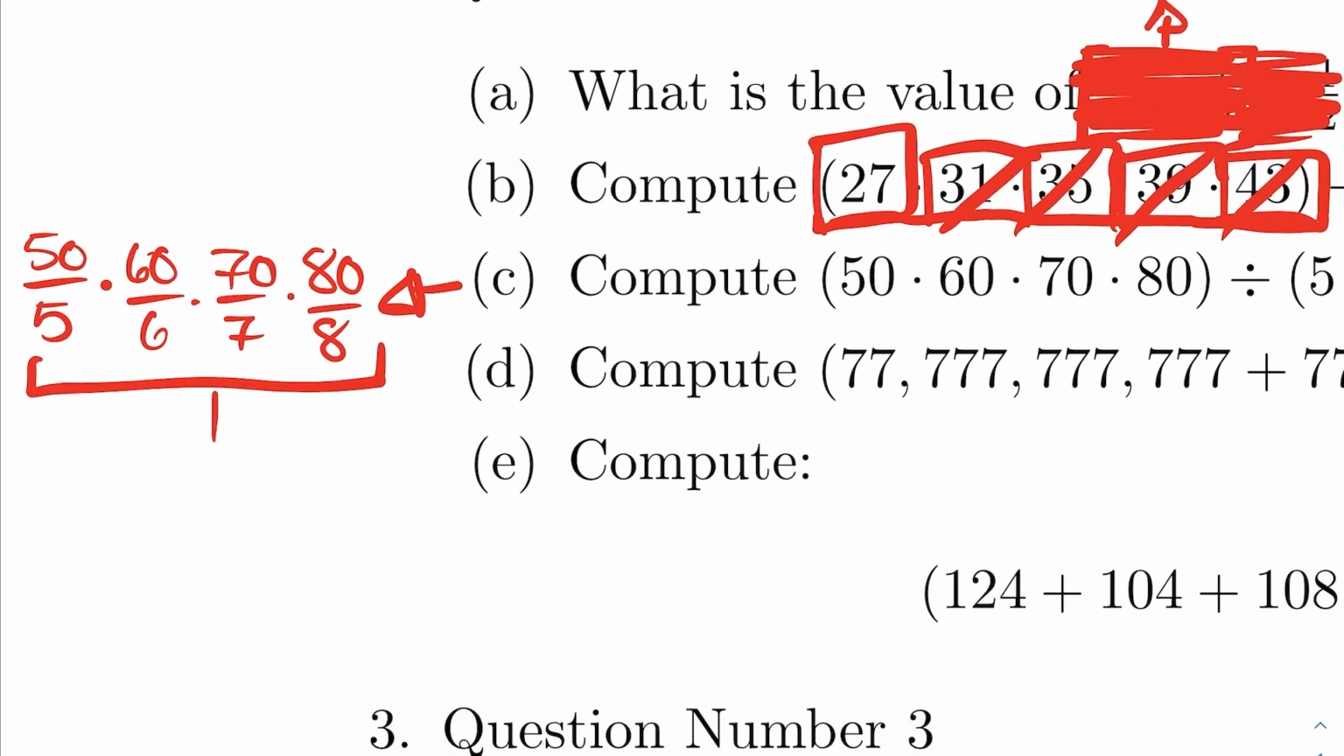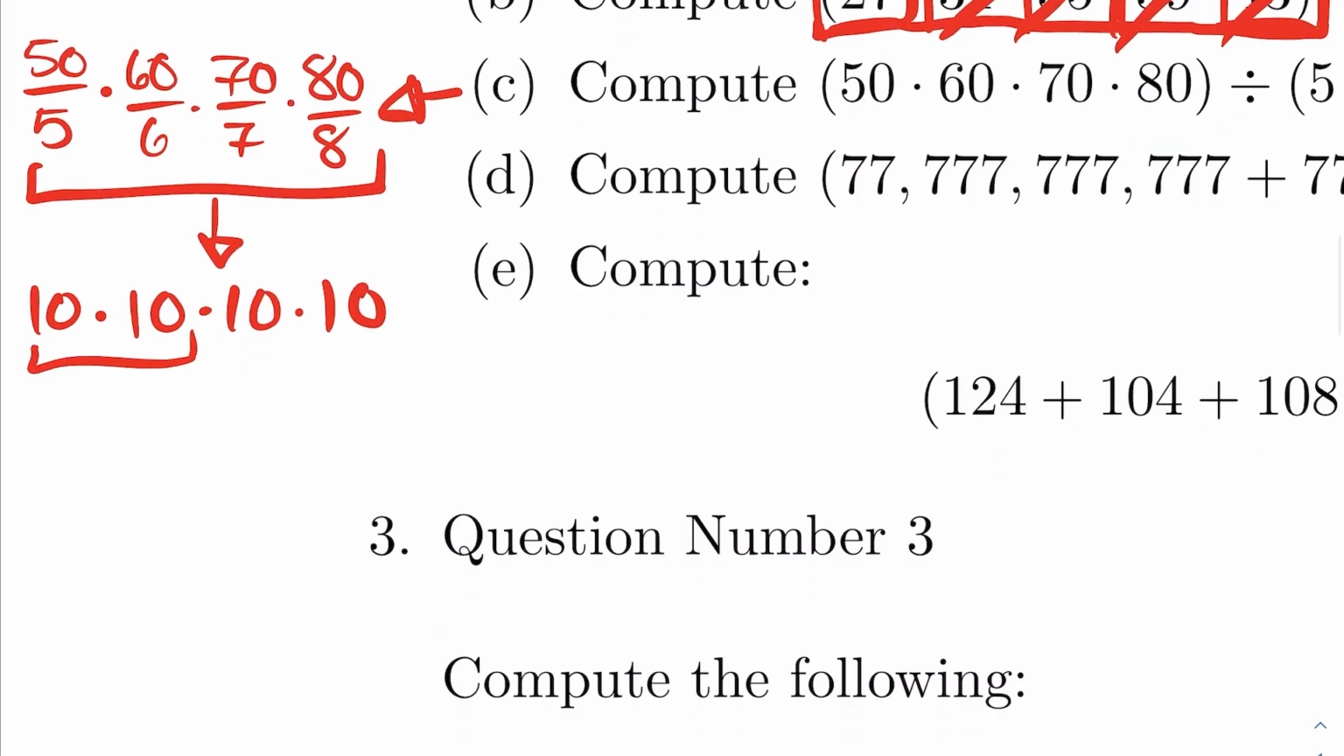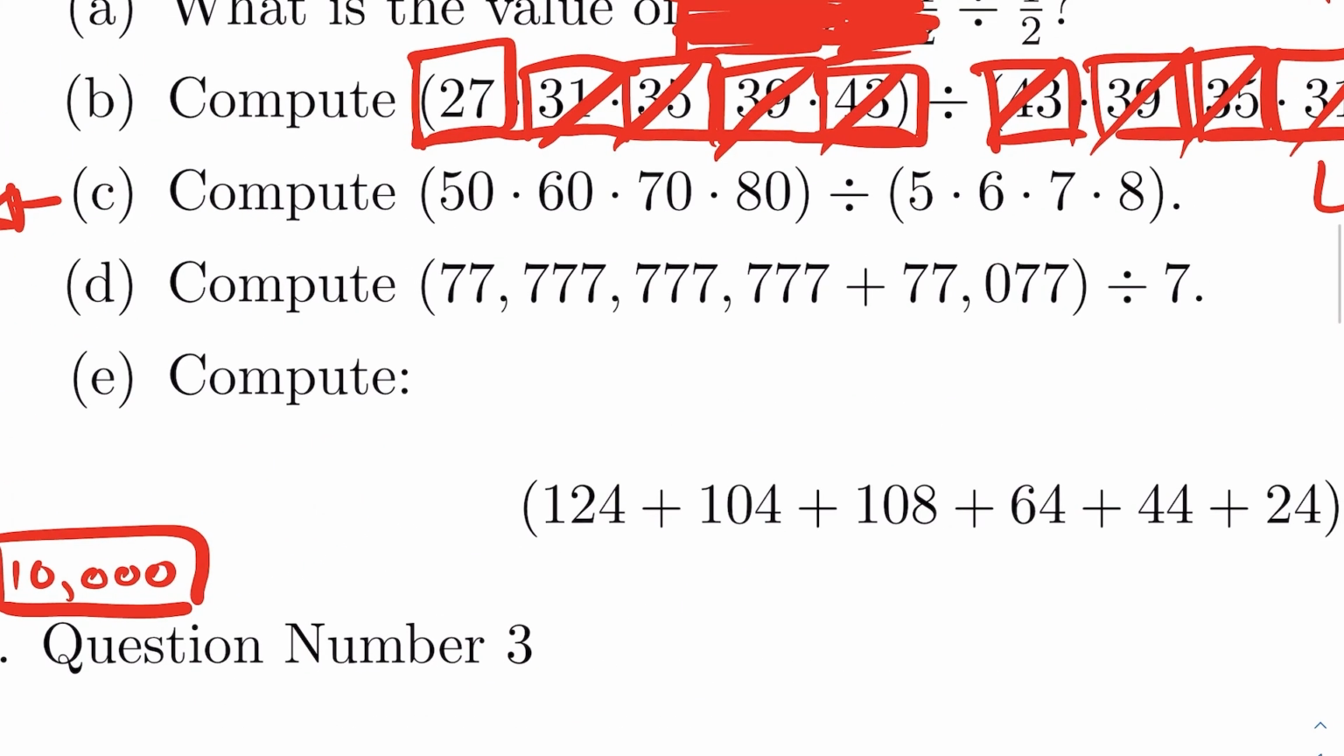This is going to become 10 times 10 times 10 times 10, because 50 divided by 5, 60 divided by 6, 70 divided by 7, 80 divided by 8 are all 10. So 10 times 10 is going to be 100. Then 100 times 10 is going to be 1,000. And finally, 1,000 times 10 is going to be 10,000. And so that is going to be our final answer for C.